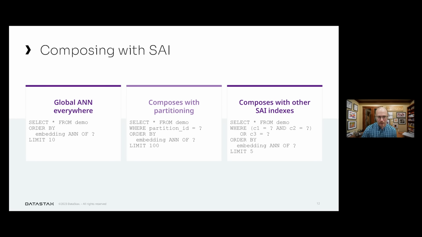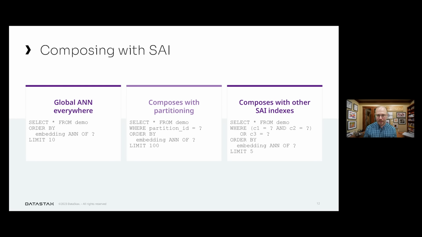I just say ORDER BY my vector column name. The column name here is embedding, and then ANN OF my query vector. So the question mark would be the bind variable that my query vector gets attached to. And then I can say, how many results do I want? That's the LIMIT 10. So that's the simplest version.